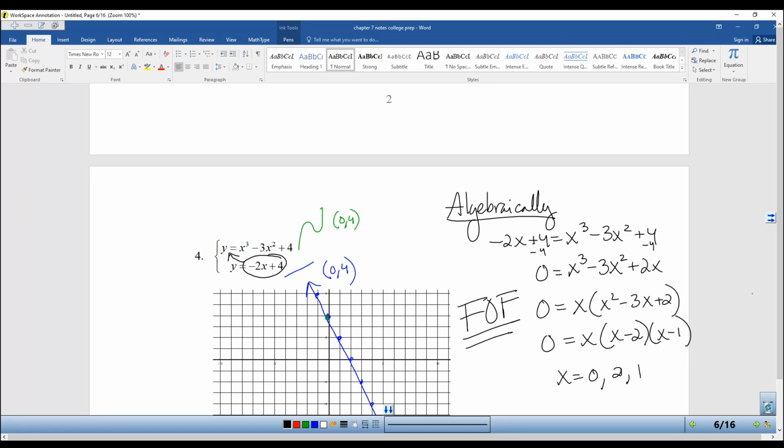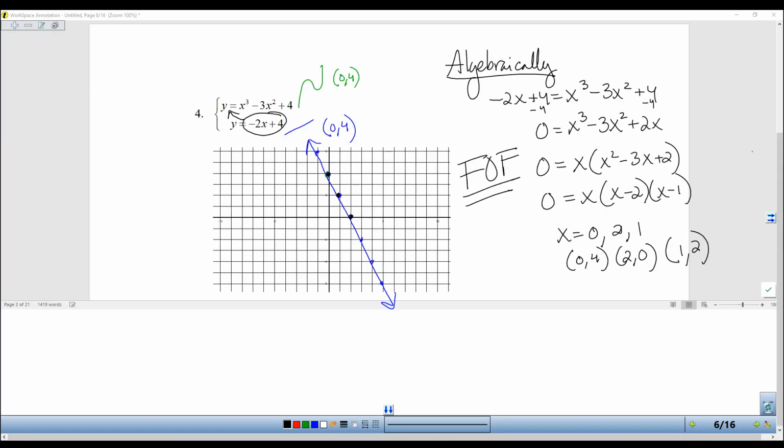So let's go ahead and find the y coordinates. Well, we already know this one. If x is 0, y is 4. If x is 2, so when x was 2, it's 0. I can see that one. And when x is 1, it's 2. These are the points of intersection. So this, and this. So what does this graph look like?